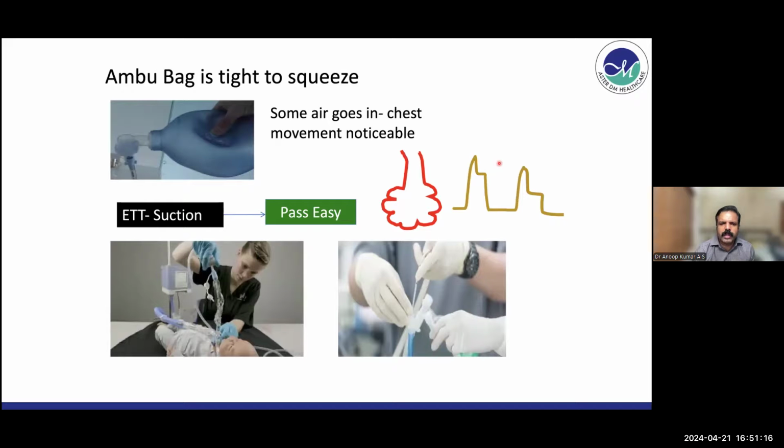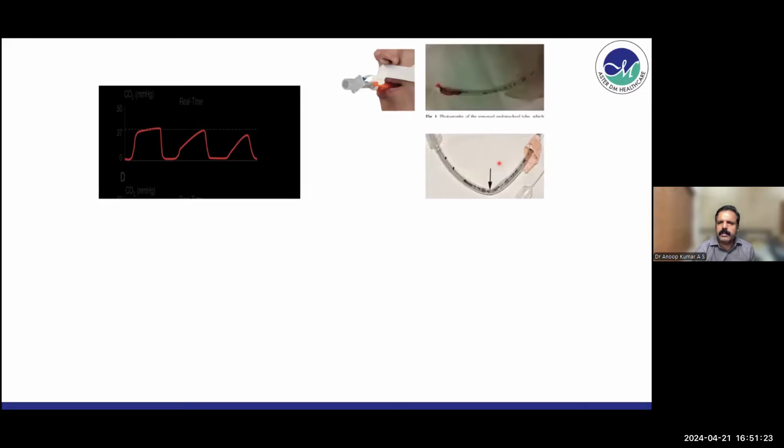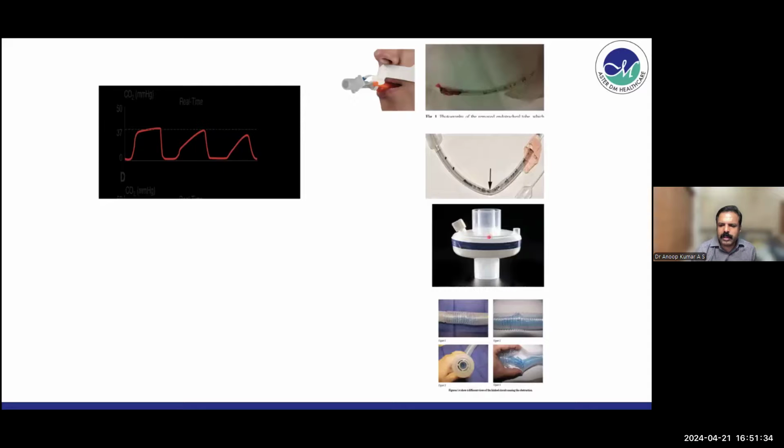Or if you are not able to pass it properly, and if your tube is tight, that means there is a problem with the ET tube. So it can be a tube kink, or sometimes, as you can see in the first picture, it can be a mucus plug or a blood clot obstructing that, or even sometimes clogged HMEs filters can also increase the airway resistance.